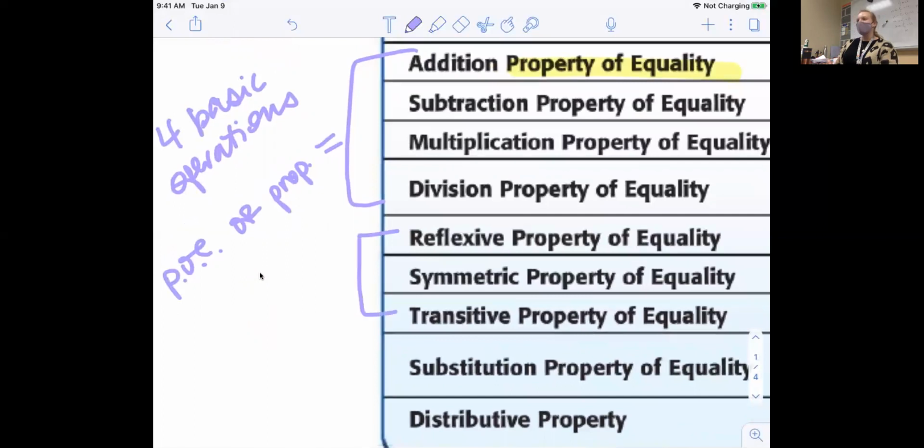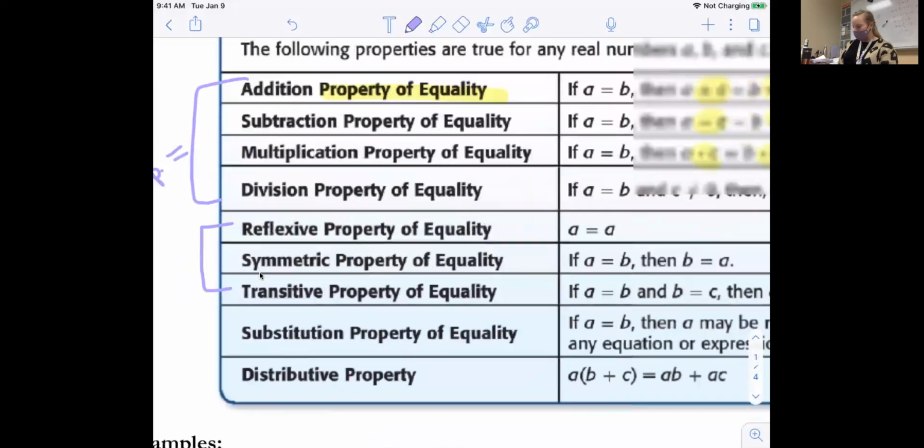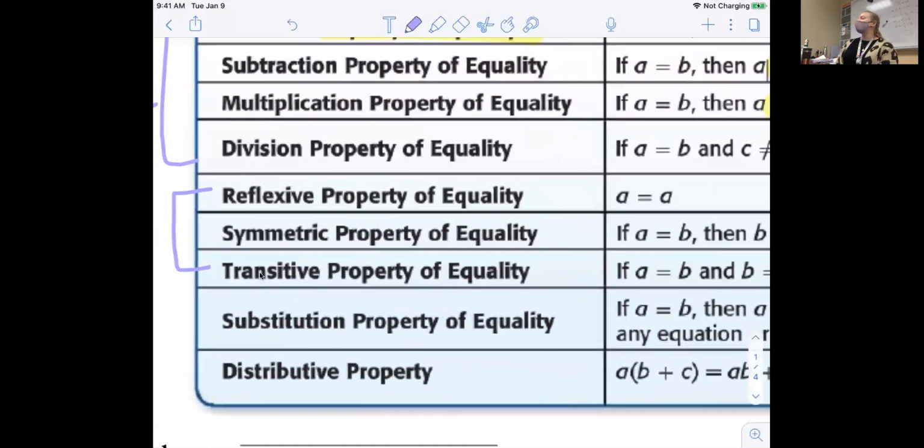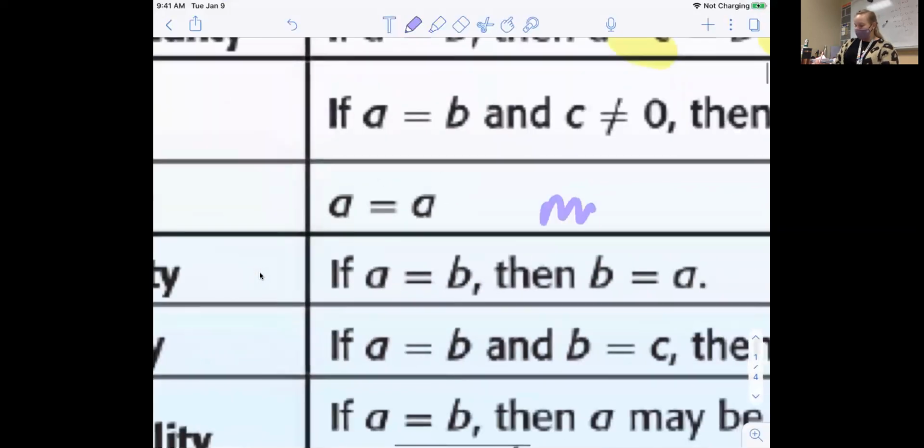The next 3, I also believe you know from Algebra 1. Reflexive, symmetric, and transitive. Okay? Reflexive just means that I have the same thing on both sides of the equation. Not that they equal each other, that they're literally the same thing. I think of this one like a mirror. Your reflection is in the mirror, and so the reflexive property is literally the same thing on both sides.